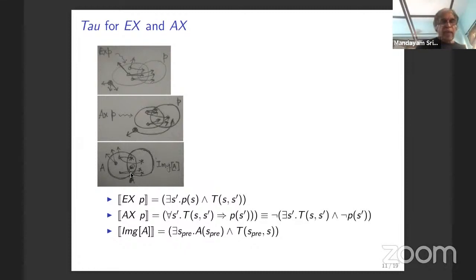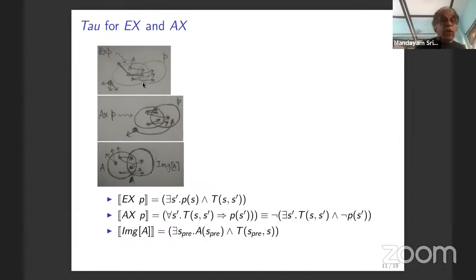To start with some A, the image of A, this is the existential. So there exists, it is the set of all successors of A. Whereas EX and AX, they do it backwards. So in that sense, they can be considered as pre-image.